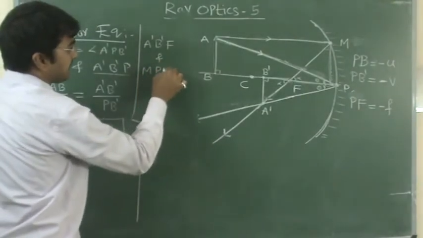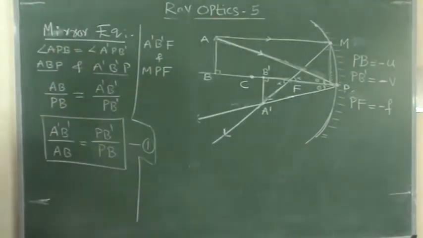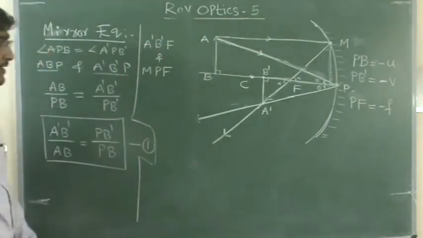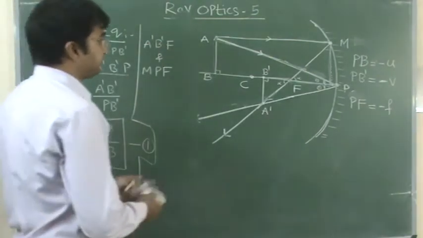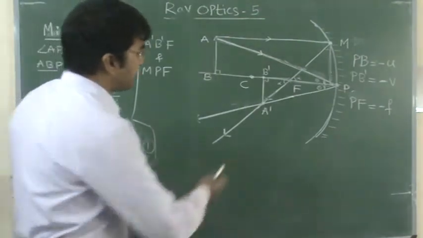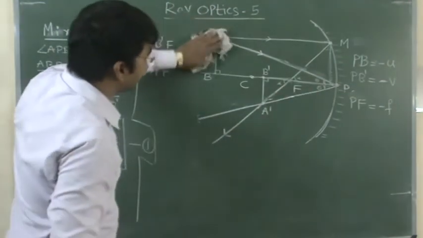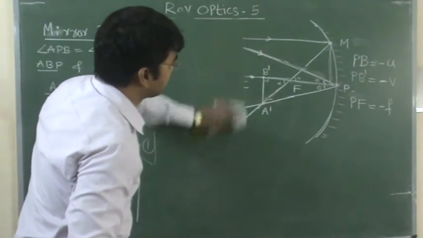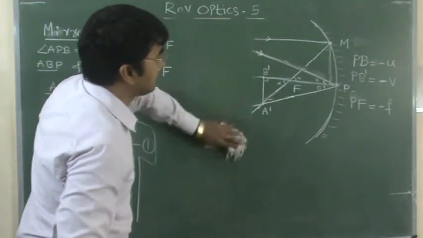MPF. Got it? So this is the similar triangles I am taking. From this, anyway, we are using only these two now. I am just removing this part. So we need the data.